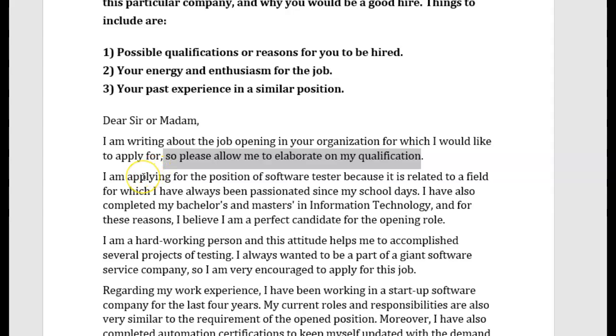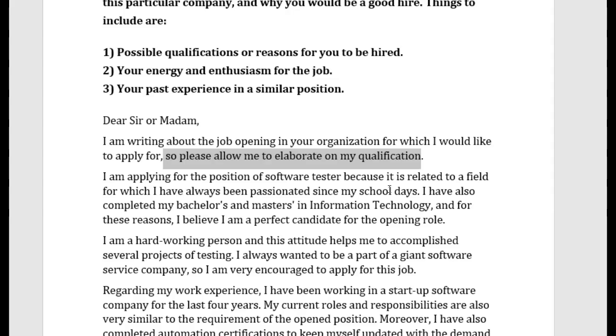All right, let's move on. I'm applying for the position of software tester because it is related to a field for which I have always been passionated since my school days. All right, again, grammar. I am applying for the position of software tester because it's just a little awkward. It is related to a field for which I have been passionate. Even if you just fix this passionate, let's just clean it up. It's too wordy and it's too complicated. So, how about this? Because this is a field I have been passionate about since my school days.